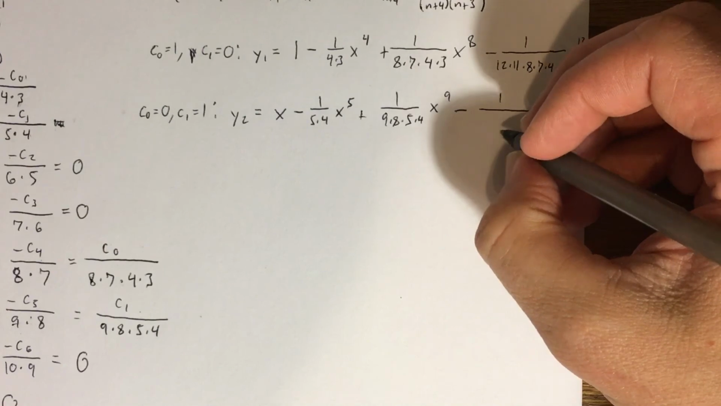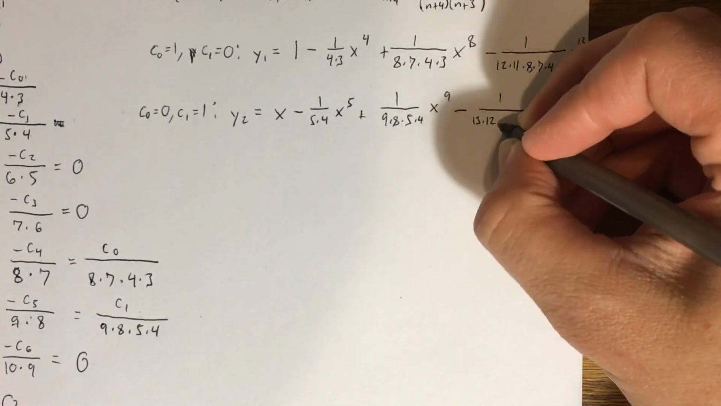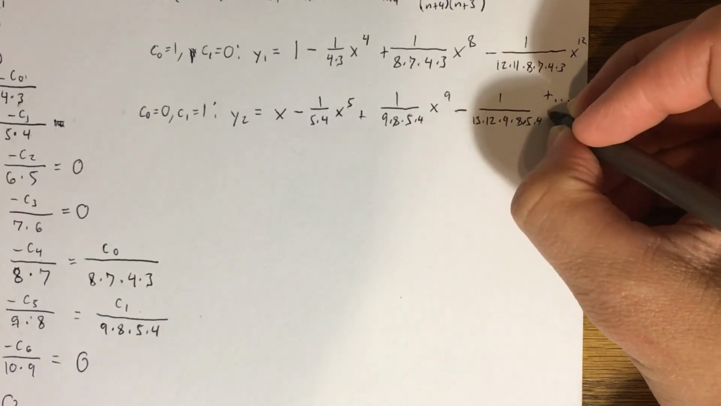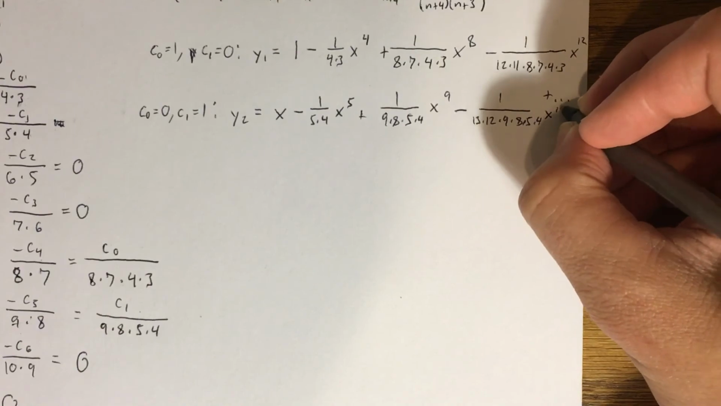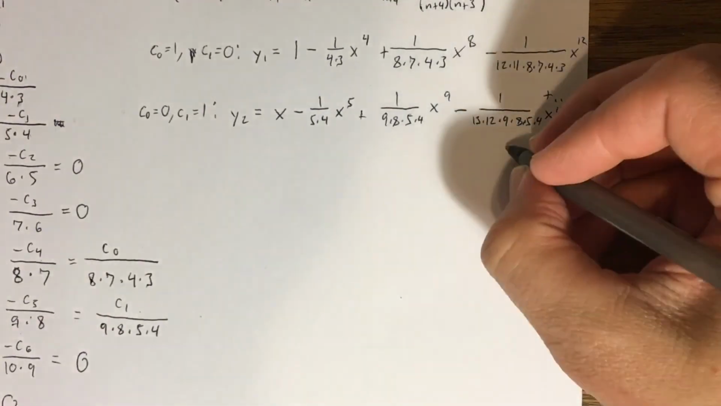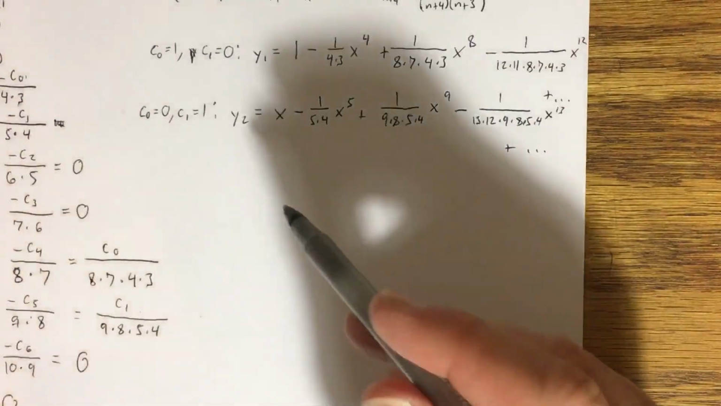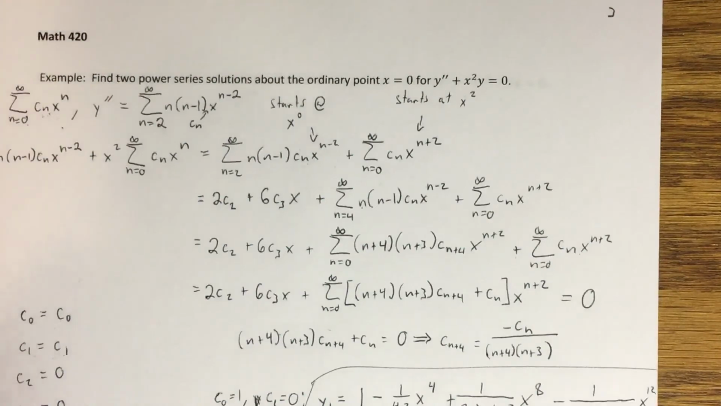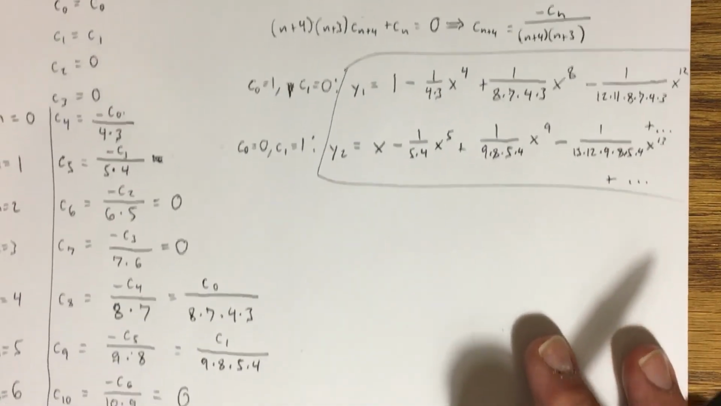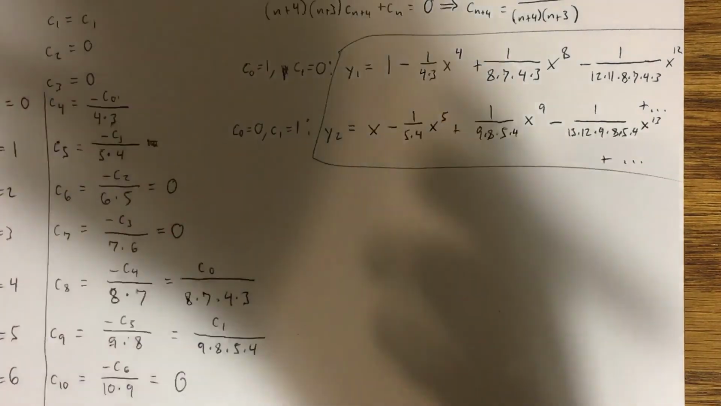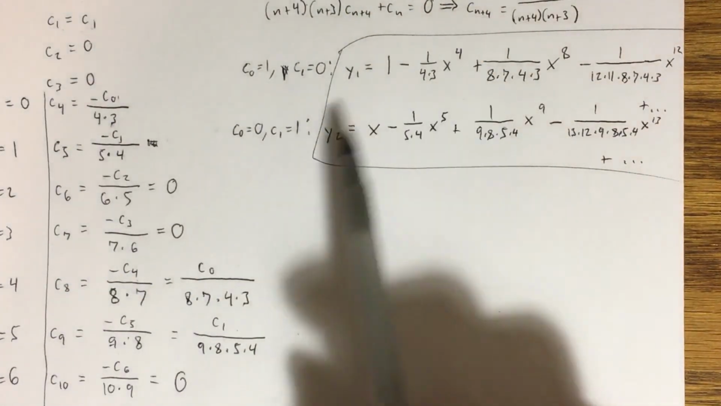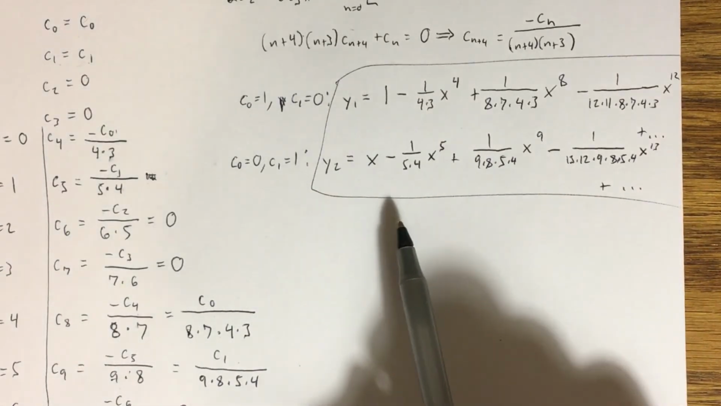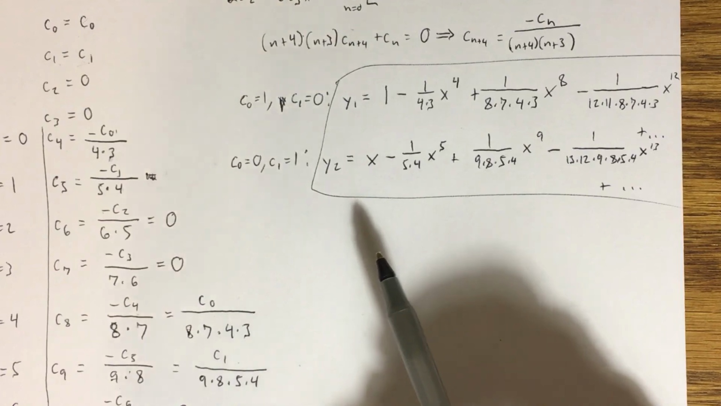1 over, let's see if I can squeeze that in, 13 times 12 times 9 times 8 times 5 times 4, and that's x to the 13th power, plus dot, dot, dot. So these two guys right here are the two solutions that we're being asked to find. And based on that theorem that we're not proving, but we are going to be using, these are linearly independent as well. So that means that these two power series together form a fundamental set of solutions for this DE.